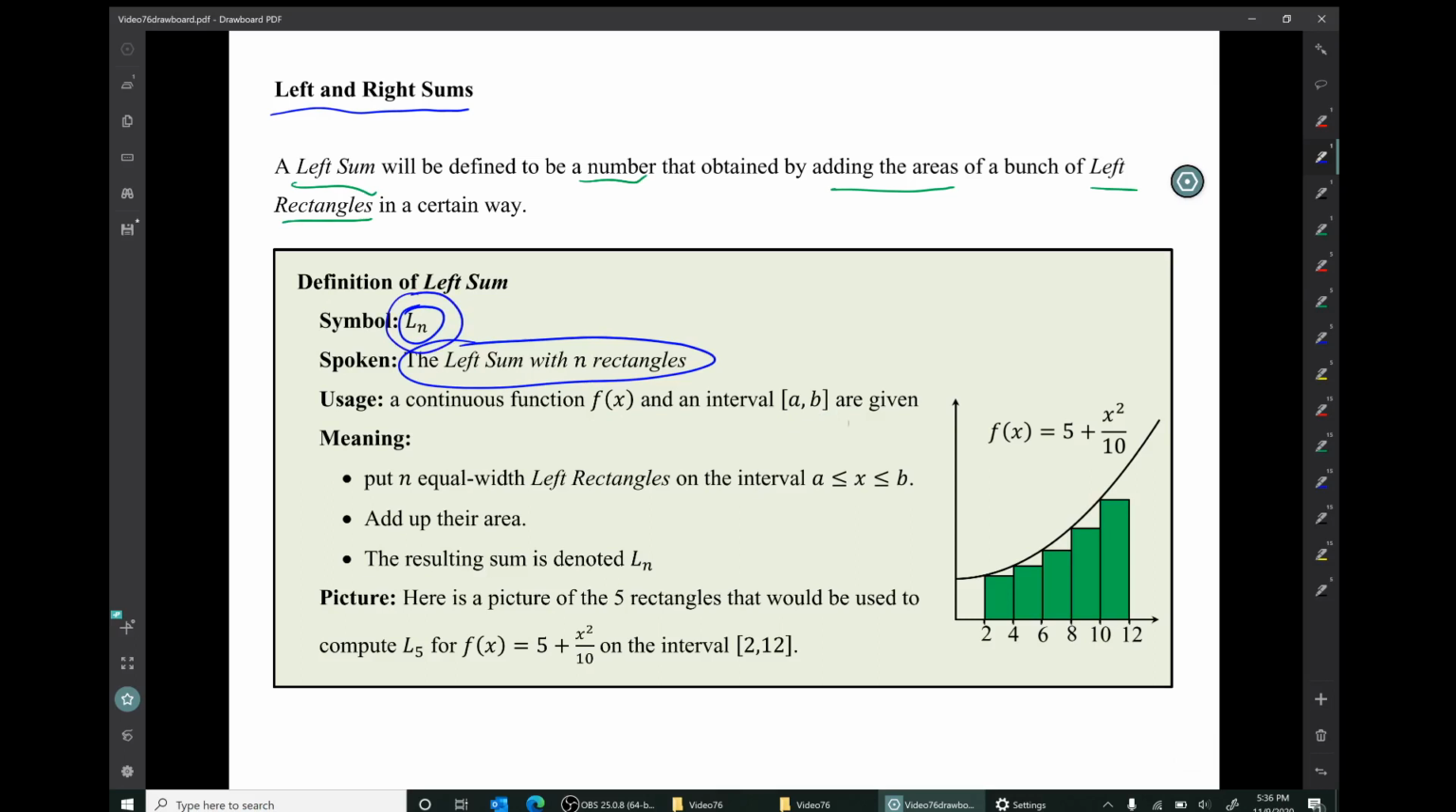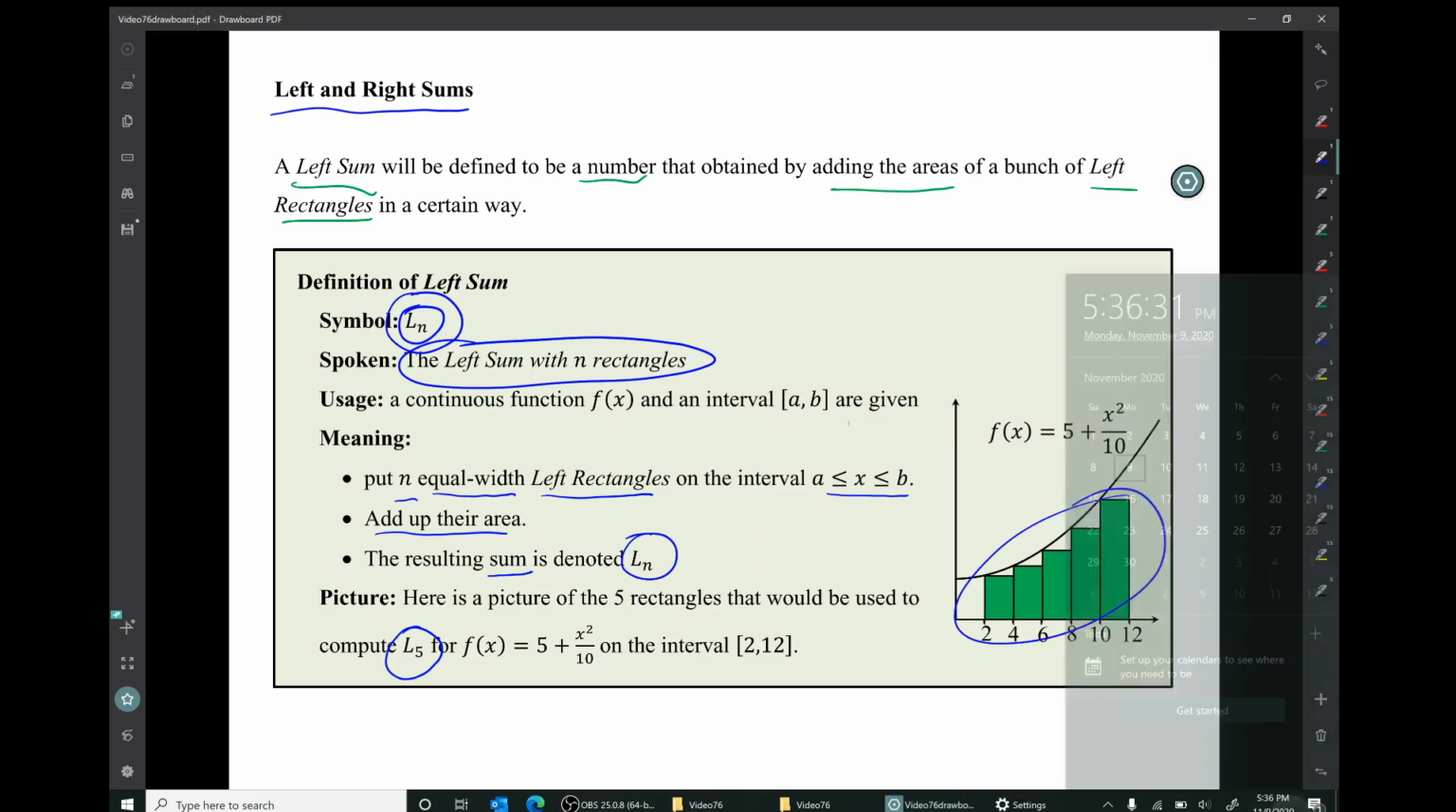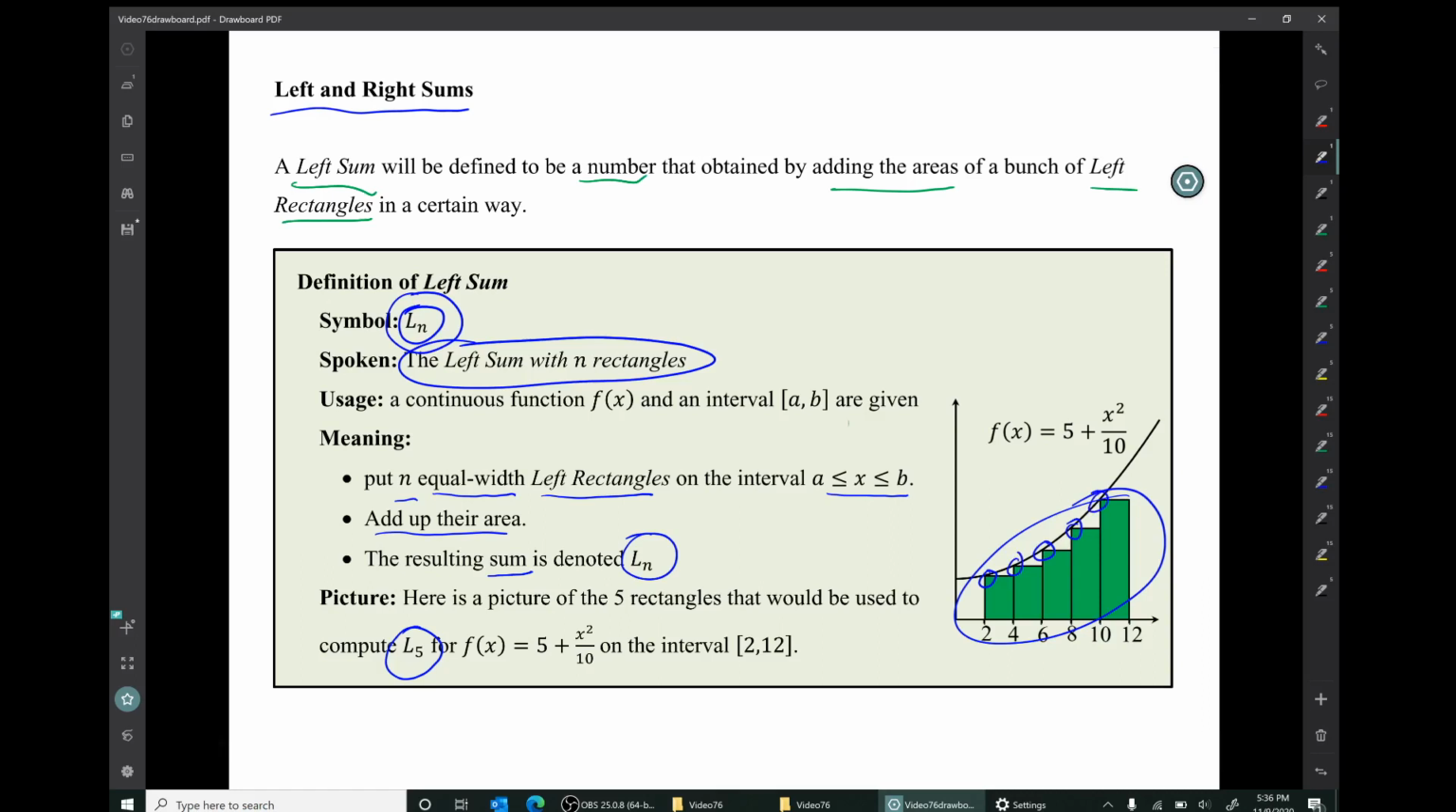Well, what it means is this. You put n equal width left rectangles on that interval from a to b. You add up their area, and the resulting sum is denoted with that symbol L subscript n. So here's a picture of a left sum, the picture of the rectangles that would be used to compute L subscript 5. Notice that there are 5 rectangles in that picture. Each one of those rectangles is a left rectangle. Each of those rectangles touches the graph at the rectangle's left edge. And those rectangles are sitting on the interval from 2 to 12. And they're equal width.